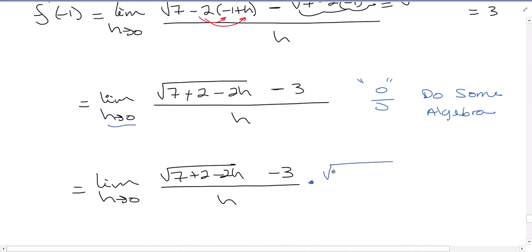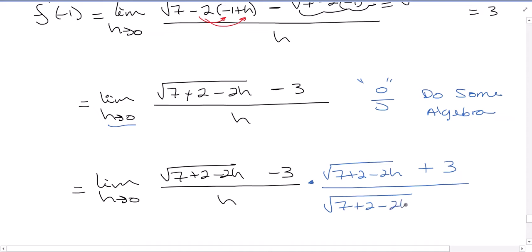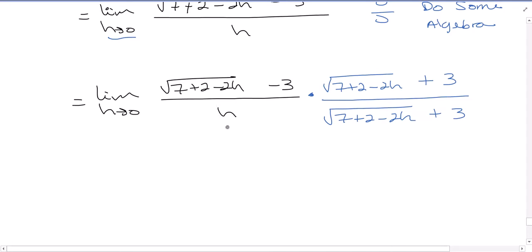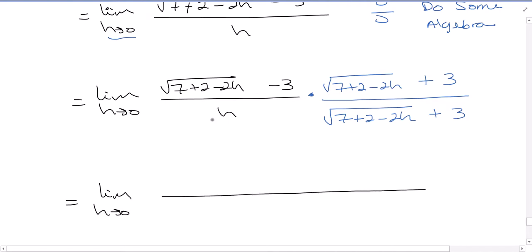So I'm going to multiply by the square root of 7 plus 2 minus 2h, plus 3, right? The conjugate of what's separating the radical and the next term. So that's a minus, so plus, and multiply top and bottom by the same thing. Remember, with simplifying the difference quotient, our goal is to eliminate this h from the bottom. So I will have the limit as h goes to 0. On the bottom, since our goal is to eliminate this h, I'm not going to multiply it in. So I'm just going to leave it as h times that quantity, the square root of 7 plus 2 minus 2h, plus 3.